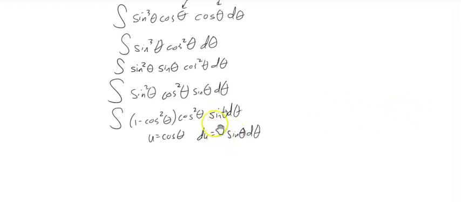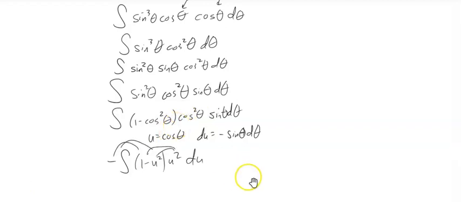Great. So the negative is going to come in here. I'm just going to throw it out front. Sine theta d theta is du. This would be 1 minus u squared times u squared. Substitute that into there, and I can distribute that into there. I might as well distribute that negative into there as well.